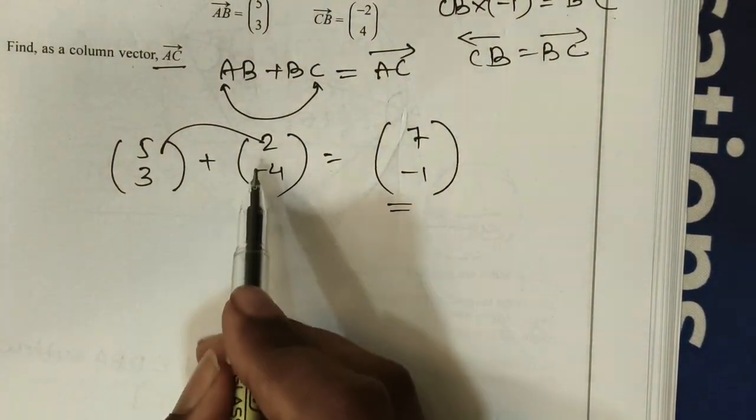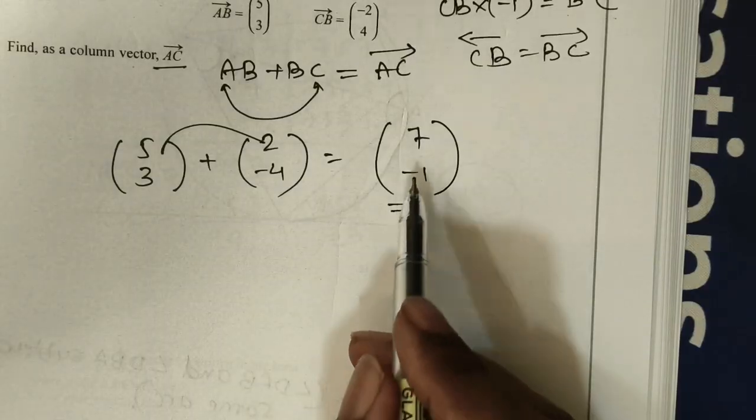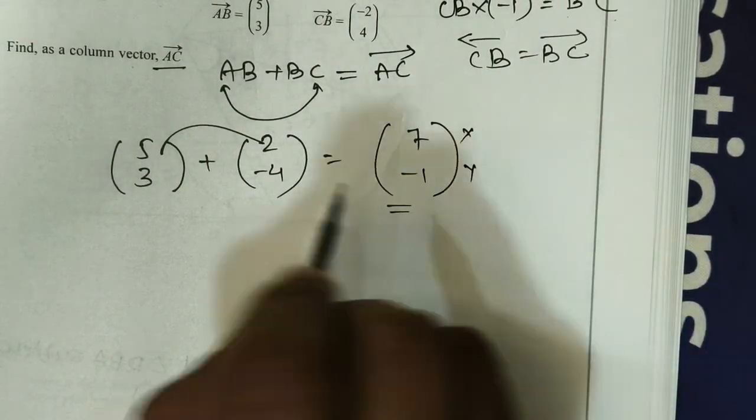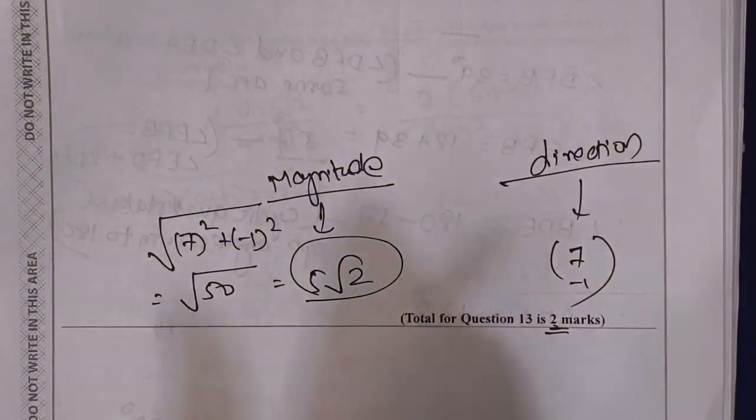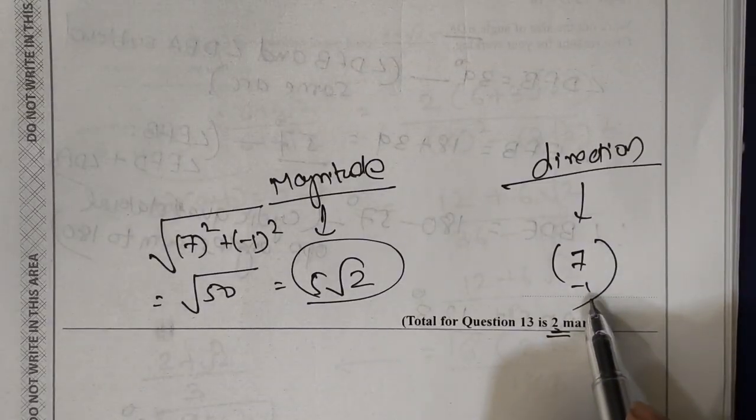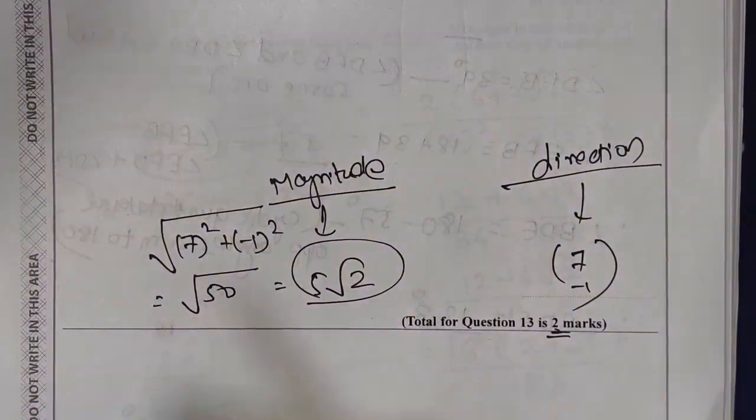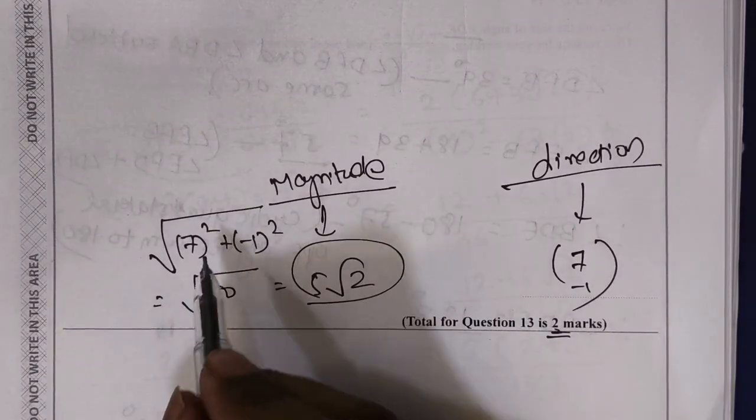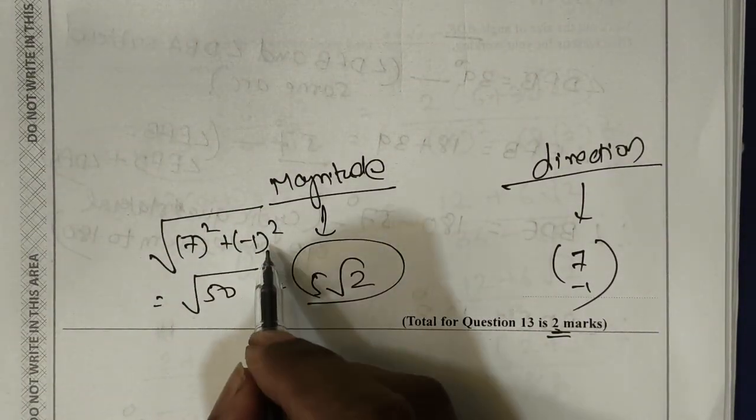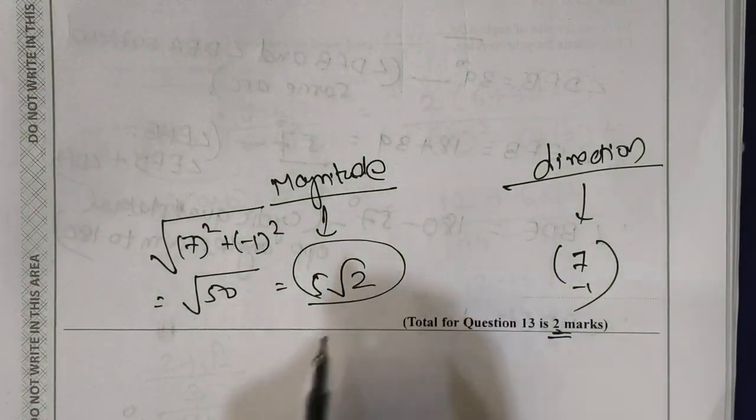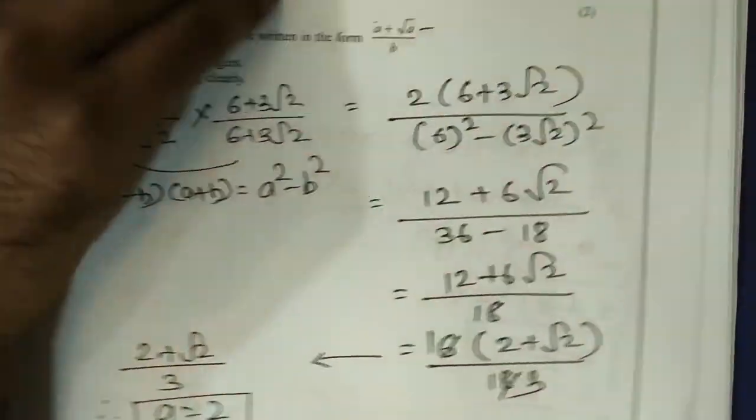So you add 5, 3 and 2 minus 4 into 7 minus 1. This is nothing but your x-axis and y-axis, correct? Now if you look here, this is what the answer is, 7 and 1. This is the direction. In case the magnitude is asked, generally they will not ask, but in case it is, you can simply write 7 square plus 1 square, which is nothing but the Pythagoras theorem. So 5 root 2 is the answer. Let's go to the next one.